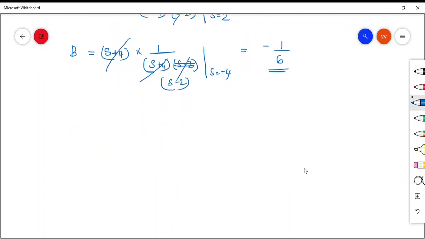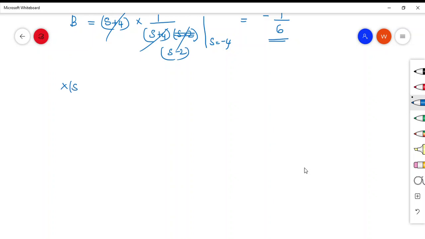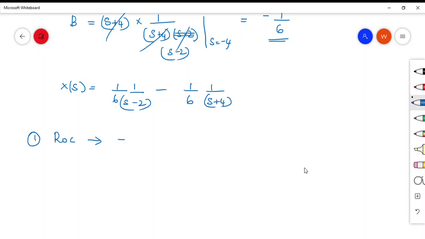Now your Laplace transform becomes X(s) equal to 1 by 6 into 1 divided by s minus 2, minus 1 by 6 into 1 divided by s plus 4. Okay. Now we will see the first case. In the first case, ROC is given as minus 4 less than real part of s less than 2.